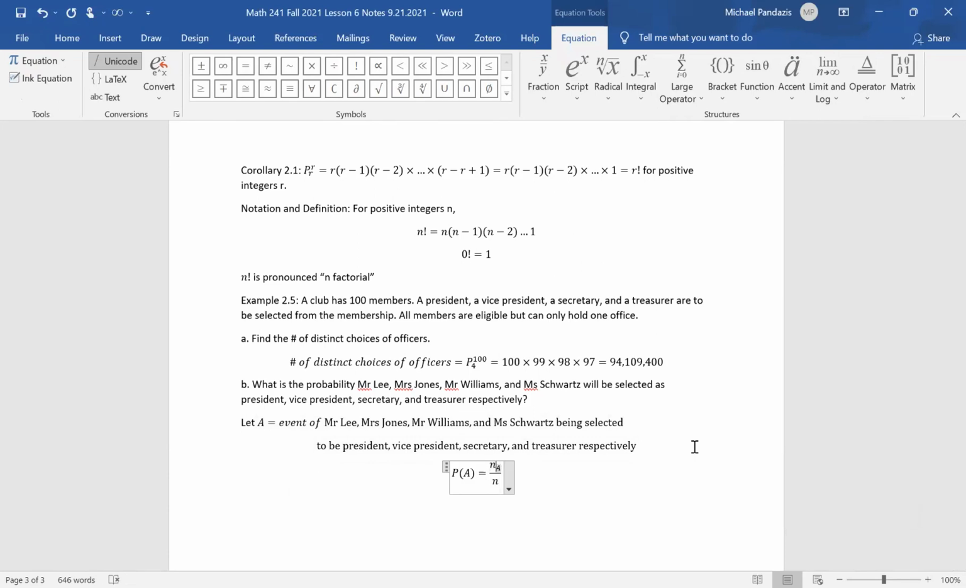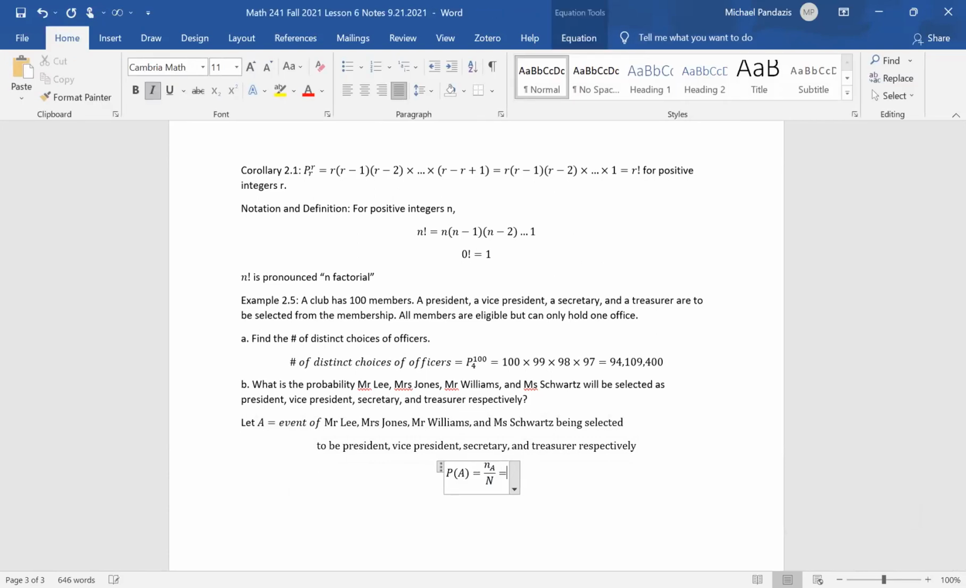Students have trouble with this one, and I understand why. It's an easy problem that you can overthink. It's easier to overthink the problem than to think correctly, right? So this event in which Mr. Lee is president, Ms. Jones vice president, Mr. Williams secretary, Ms. Schwartz is treasurer, there's only one way that can happen. So this event only consists of one sample point. So n sub A is 1. Very easy. Capital N is the number of 4-permutations in a set with 100 elements, or 100P4.